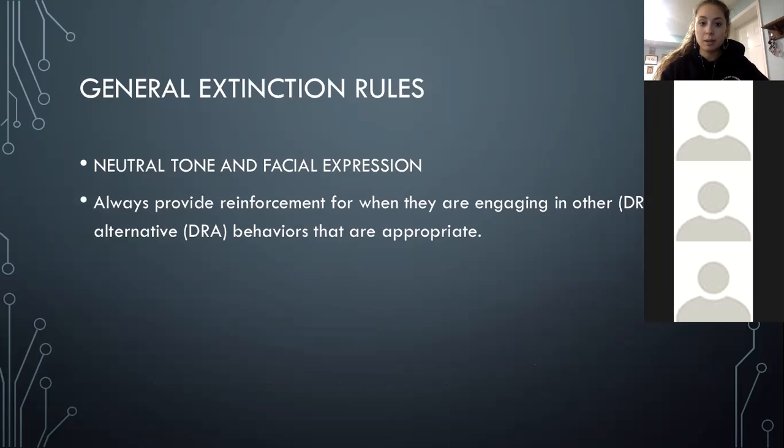Quick general rules about extinction. When you are using extinction procedures, we are not punishing them. So we're not yelling at them. We're not using our mom voices, even though it might be hard. We are checking our RBF. We're making sure that our face is neutral, our tone is neutral. Because again, we don't want to ruin our relationship with them. These are not punishment procedures. We're not trying to scare them into complying. So we will remain neutral and calm.